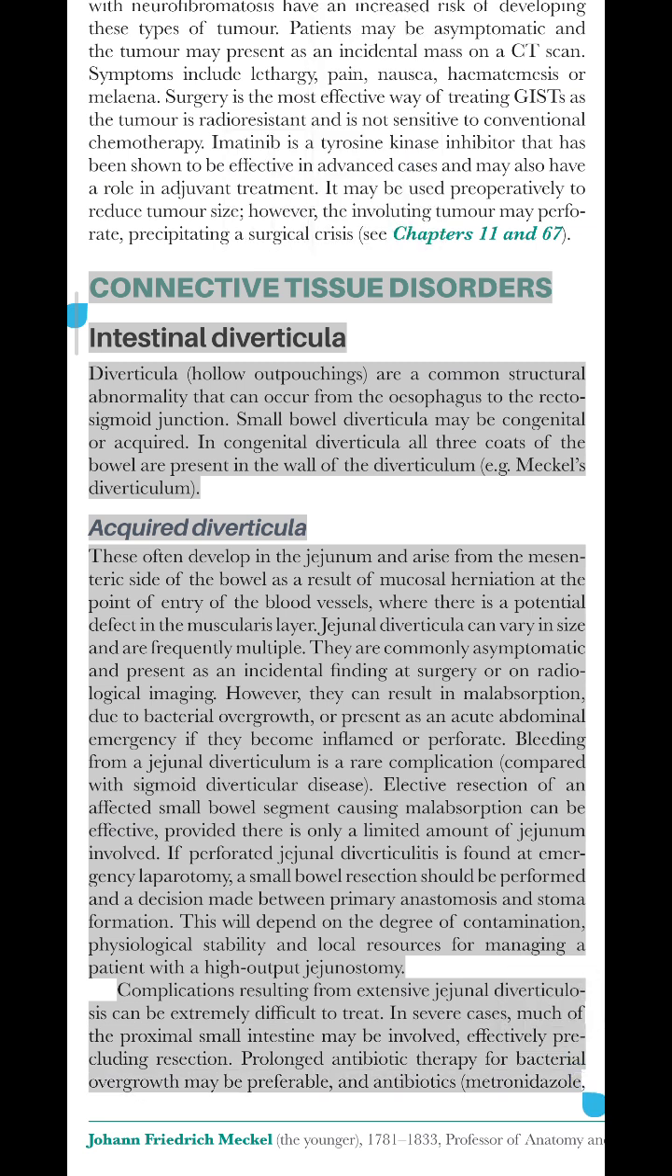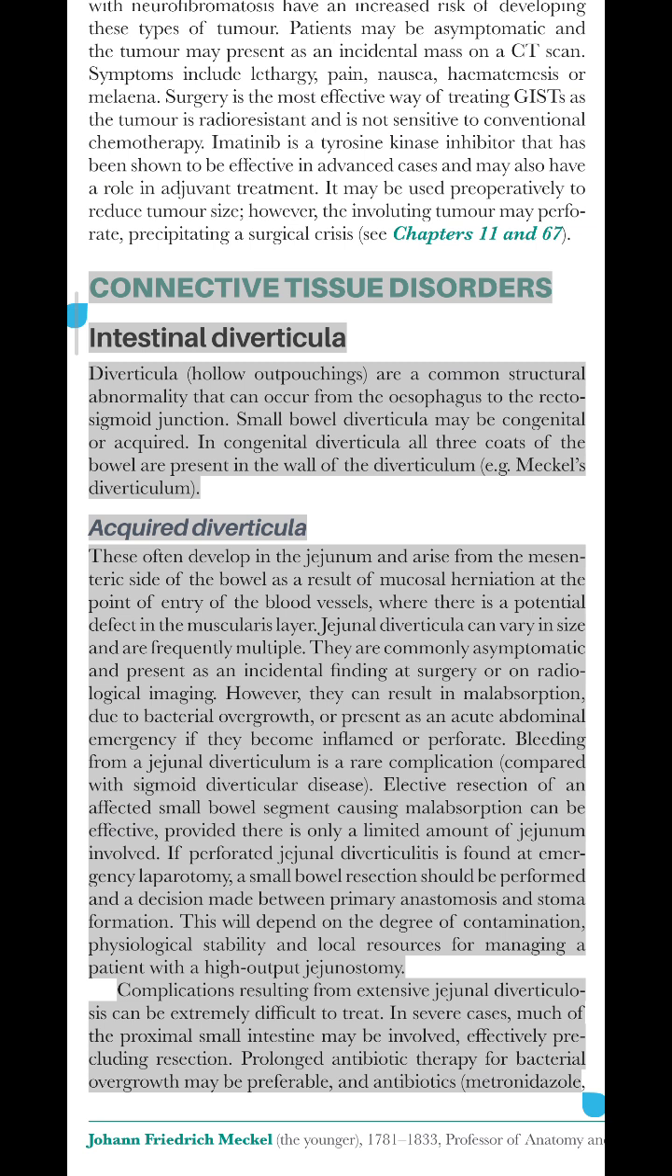Connective tissue disorders. Intestinal diverticula, hollow outpouchings, are a common structural abnormality that can occur from the esophagus to the rectosigmoid junction. Small bowel diverticula may be congenital or acquired. In congenital diverticula, all three coats of the bowel are present in the wall of the diverticulum, e.g. Meckel's diverticulum. Acquired diverticula often develop in the jejunum and arise from the mesenteric side of the bowel as a result of mucosal herniation at the point of entry of the blood vessels, where there is a potential defect in the muscularis layer. Jejunal diverticula can vary in size and are frequently multiple.